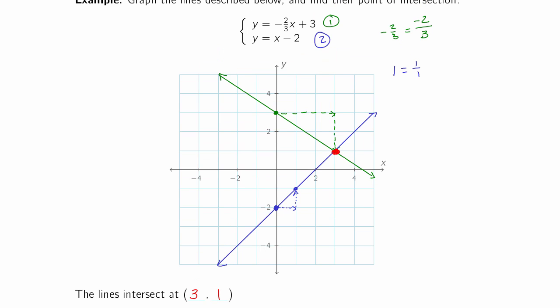when we say that the green line is the graph of the first equation, we mean every point on the green line is a solution to the first equation. When we say the blue line is the graph of the second equation, we mean every point on the blue line is a solution to the second equation. With that in mind, that point of intersection is the only point that is a solution to the first equation and also to the second equation. We can see that that's really true by plugging in.